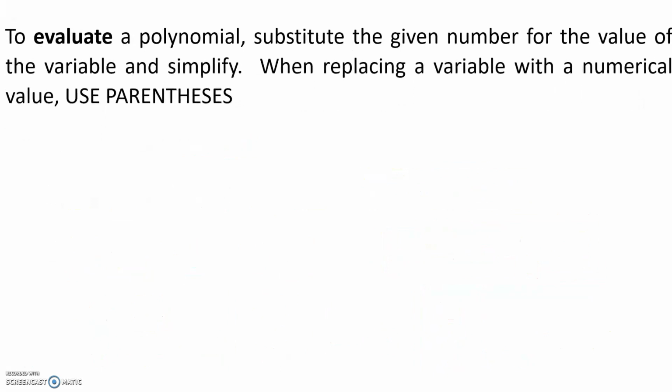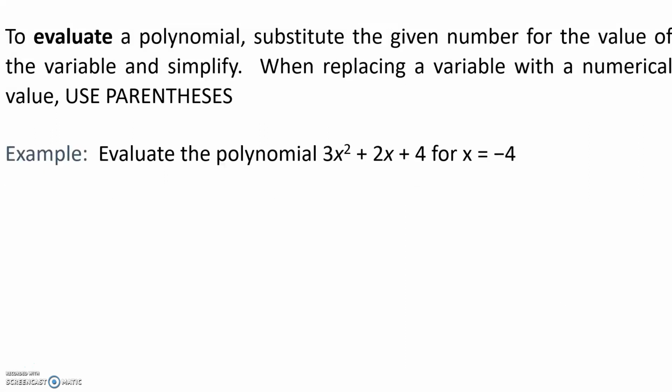To evaluate a polynomial, substitute the given number for the value of the variable and simplify. When replacing a variable with a numerical value, always use parentheses. For example, evaluate the polynomial 3x squared plus 2x plus 4 for x equals negative 4, which means each x value will be replaced with negative 4, but be sure to use parentheses. So we have 3 times negative 4 to the second power plus 2 times negative 4 plus 4.